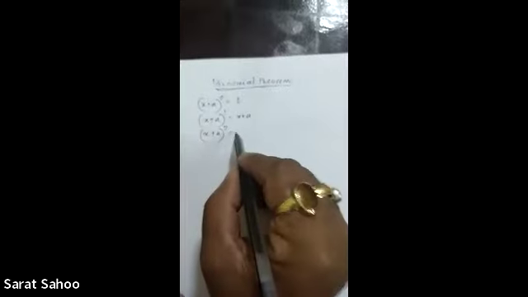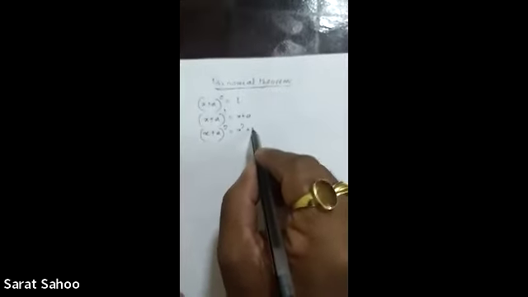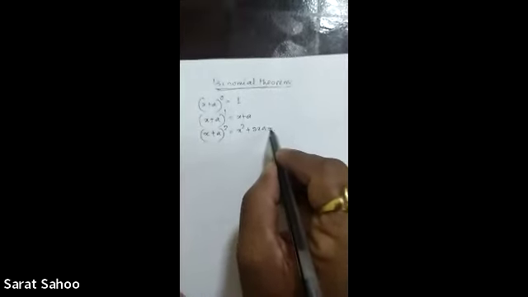An expression containing two terms is called a binomial. The power series expansion of a binomial is called binomial theorem. All of you know (x plus a) raised to the power 0 is equal to 1. (x plus a) raised to the power 1 is equal to x plus a. (x plus a) raised to the power 2 is equal to x square plus 2xa plus a square.